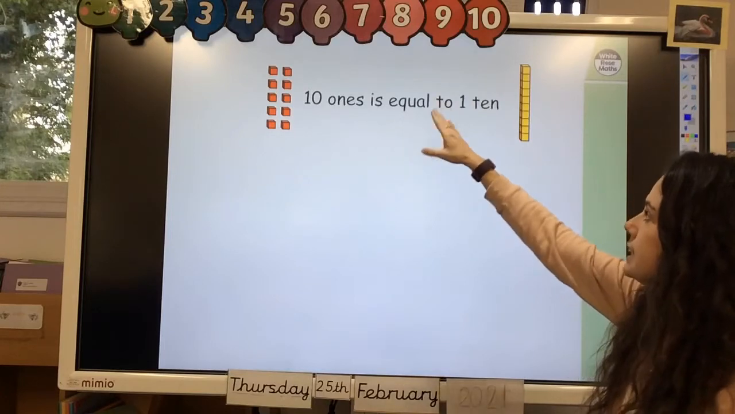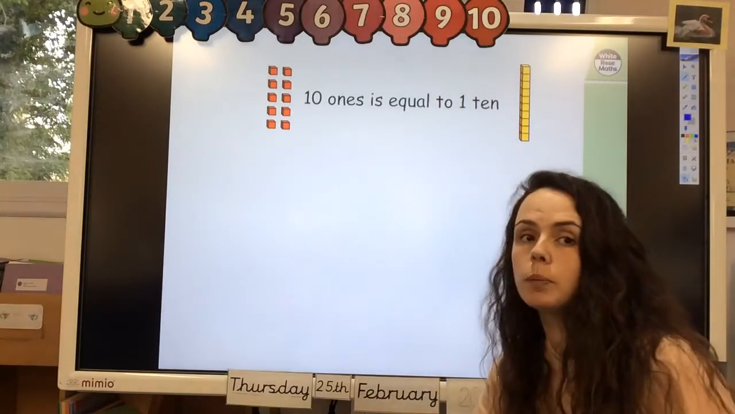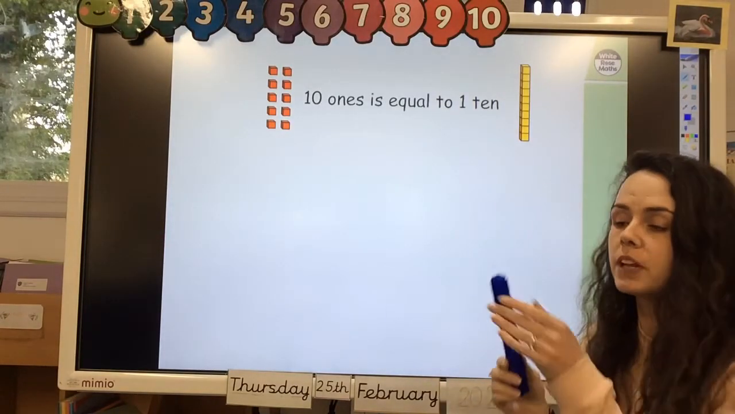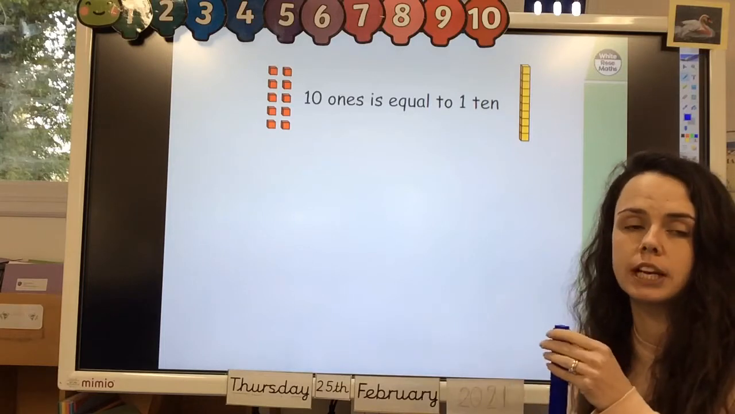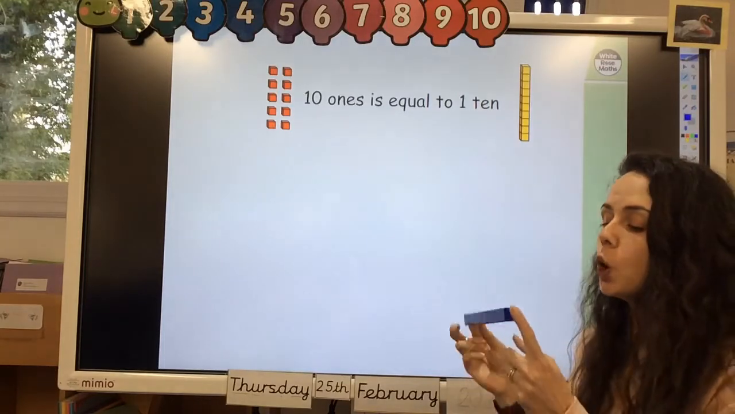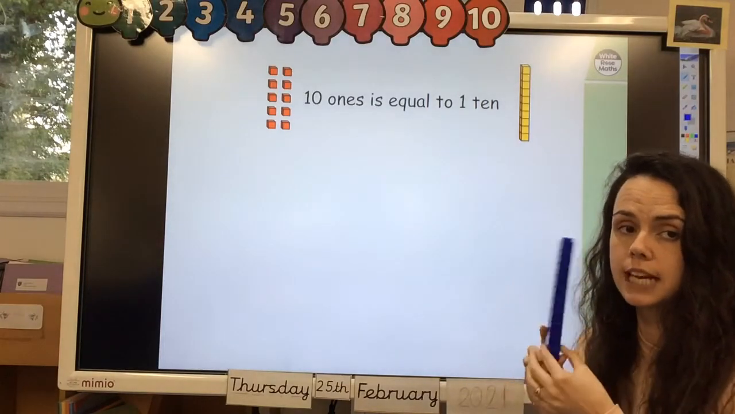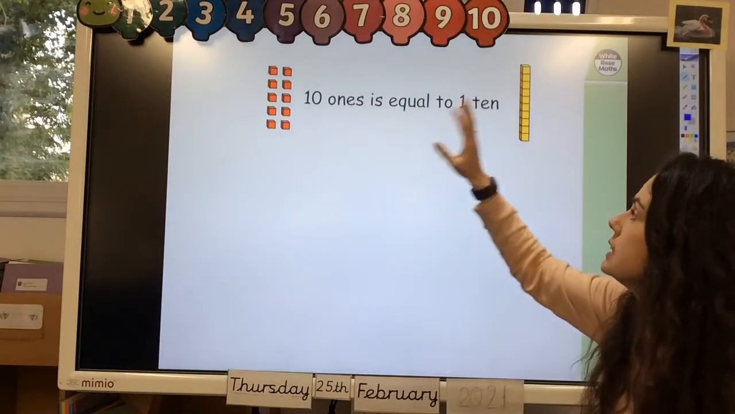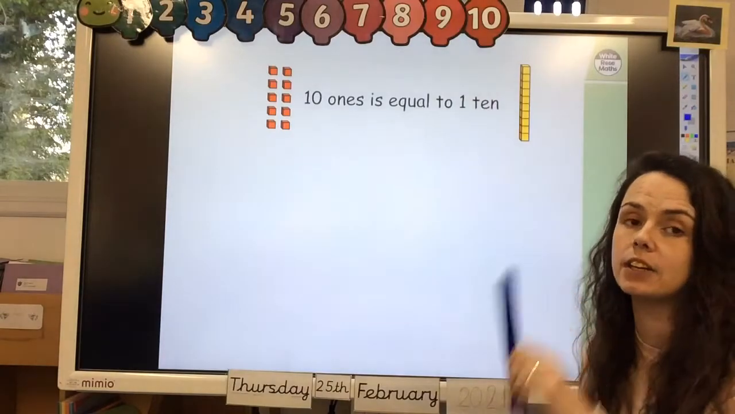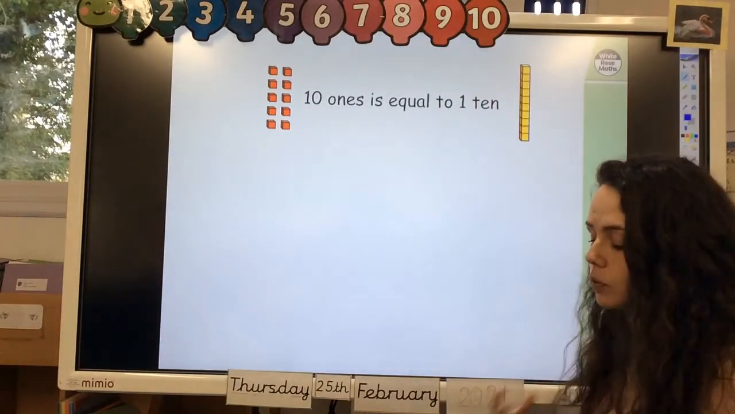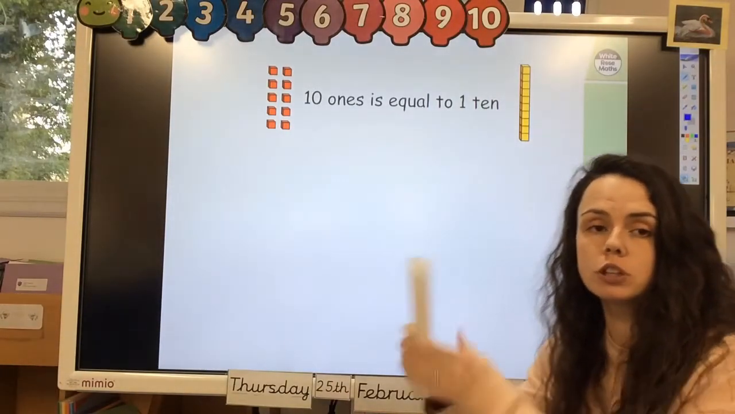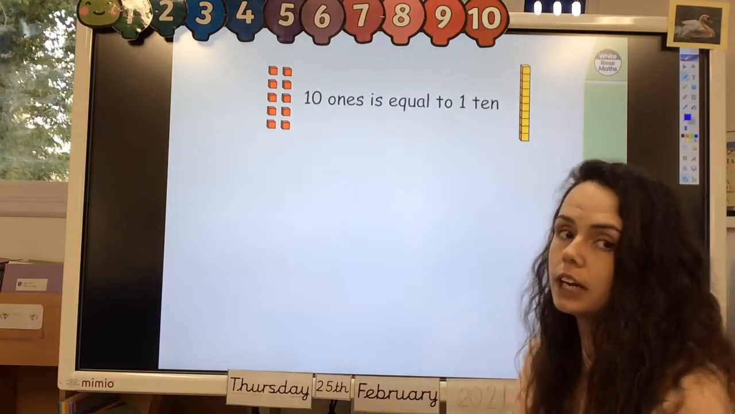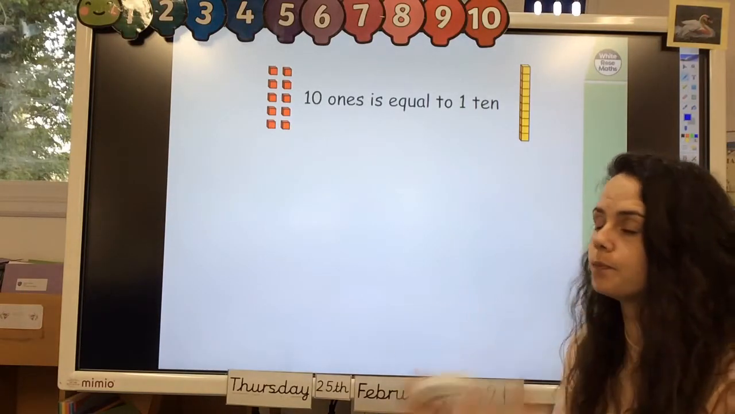Okay, so here we have got some cubes and a 10 stick. 10 ones is equal to 1 ten. So when we have our cubes, if I was to put these out all individually, I would have 10 individual cubes. When it gets to 10, you turn it into a 10 stick. Okay, so 10 ones equals 1 ten. The same with the straws. If we had 10 individual straws, we tie them all together, it makes 1 bundle of 10.